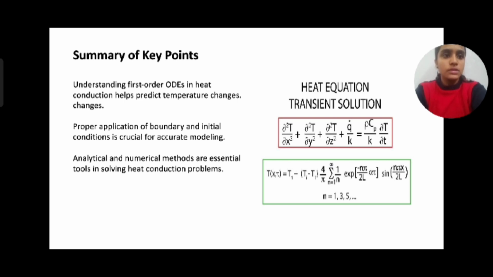Heat equation transient solution. ∂²T/∂x² + ∂²T/∂y² + ∂²T/∂z² + Q/k = (ρCp/k) ∂T/∂t.